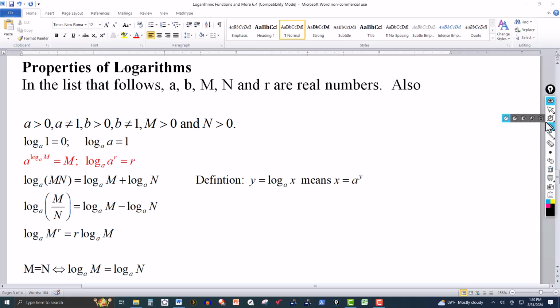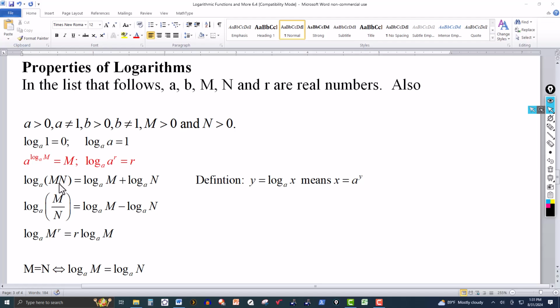We're not going to use that many of these properties here, but here are the properties. For a positive, a not equal to 1, b positive, b not equal to 1, m positive, and n positive. Here are some of the properties of logs. The log of 1 to any base a is always 0 because a to the 0 is 1. The log of a to base a is 1. It's just the exponent there. Property right here: if you have a to a power and the power has log of m to base a, the answer is always going to be m. In exponential form, a to the log base a of r, the answer is always going to be r.